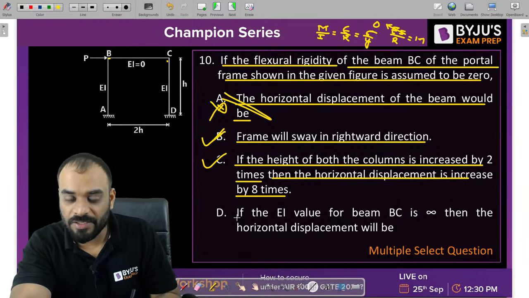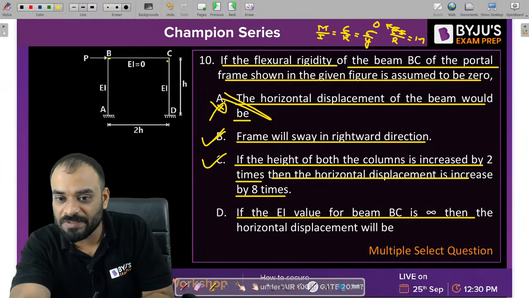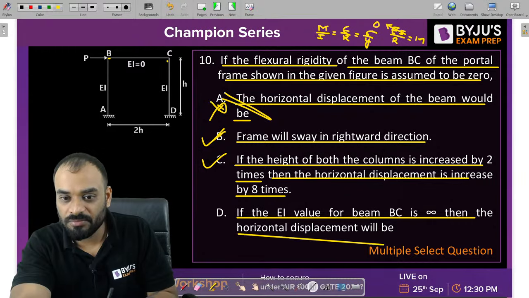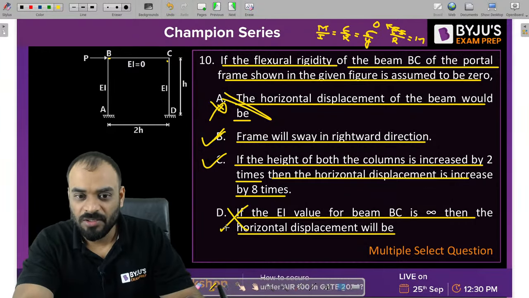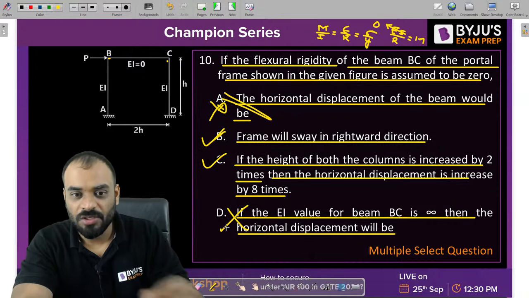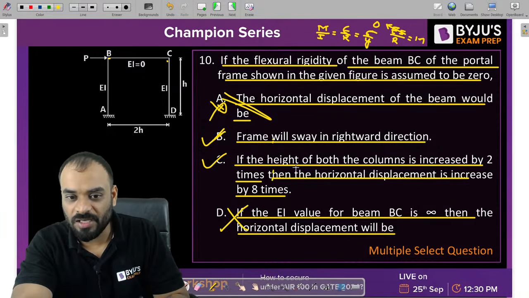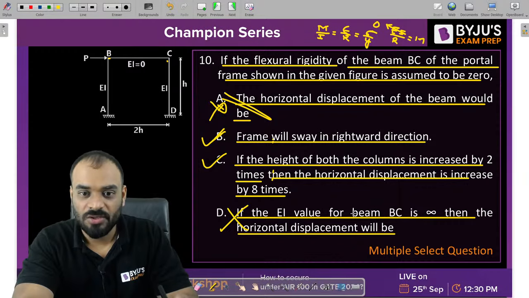Now let's understand the next one. If the EI value of beam BC is infinity, then I think there is something missing in this particular question. Let's remove this statement also. You can understand these two statements are correct. I think there is a certain value written over here, but it is not mentioned in the question. So let it be right now. But you can understand how we can solve these two statements.